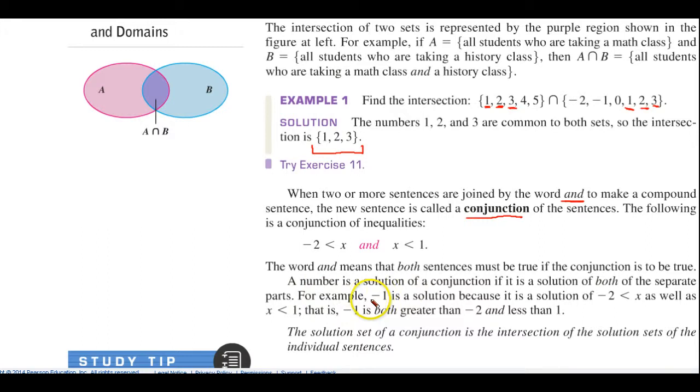For example, is negative 1 a solution? Negative 1 is a solution because it is a solution of this sentence and this sentence. That is, negative 1 is both greater than negative 2 and less than 1. Now, we're going to look at a way to see this much more clearly as we go on.